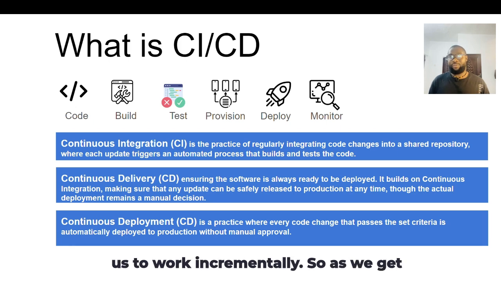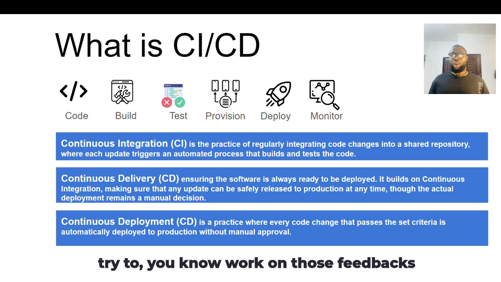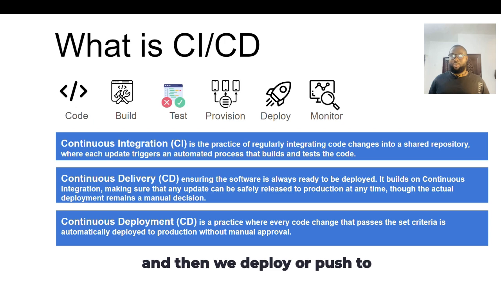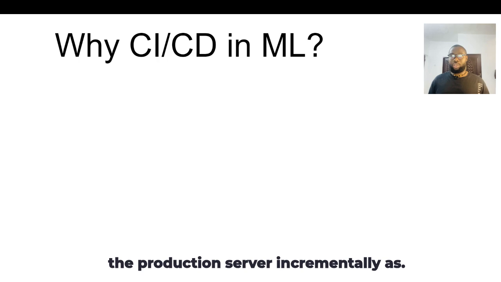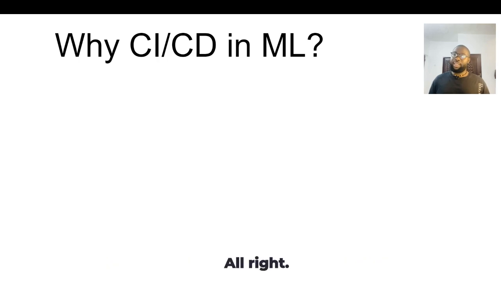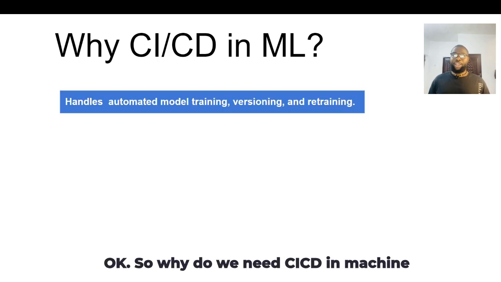So as we get feedback from the clients or from the customers, we work on that feedback, and then we deploy or push to the production server incrementally as those come in, right? Okay, so why do we need CICD in machine learning?